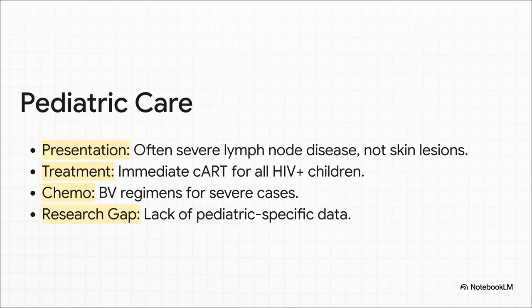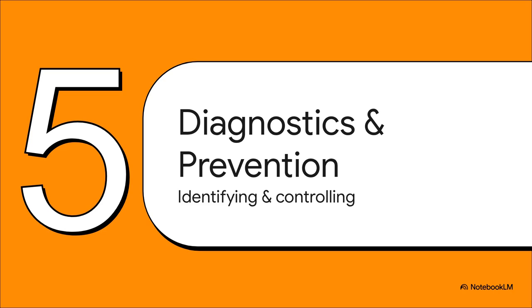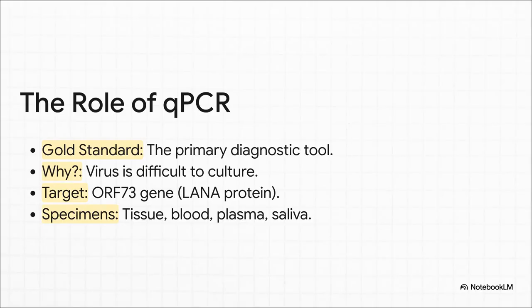Okay, let's wrap up with diagnostics and prevention. How do we identify the virus and stop it from spreading? Well, transmission is mainly through saliva, but also sexual contact and, importantly, organ transplants. So prevention is really about standard precautions, promoting safe sex, and screening organ donors, particularly in areas where the virus is common. So how do we actually find it in the lab? This is a key point for any microbiologist.